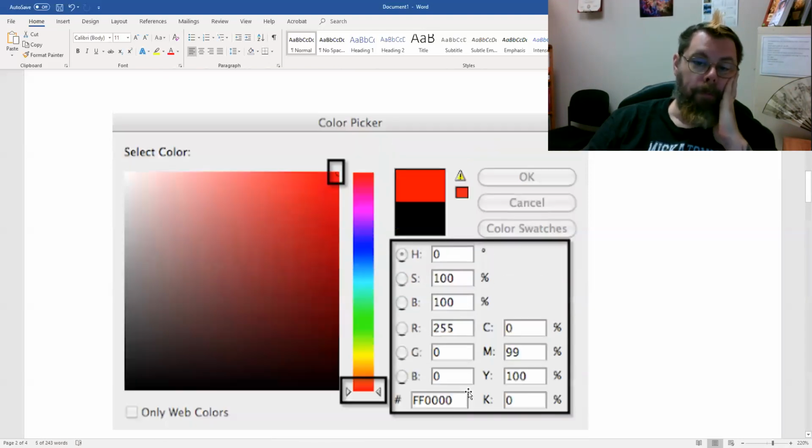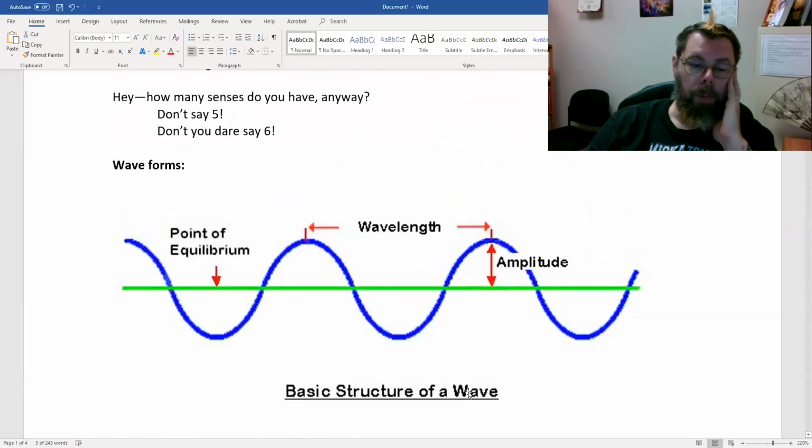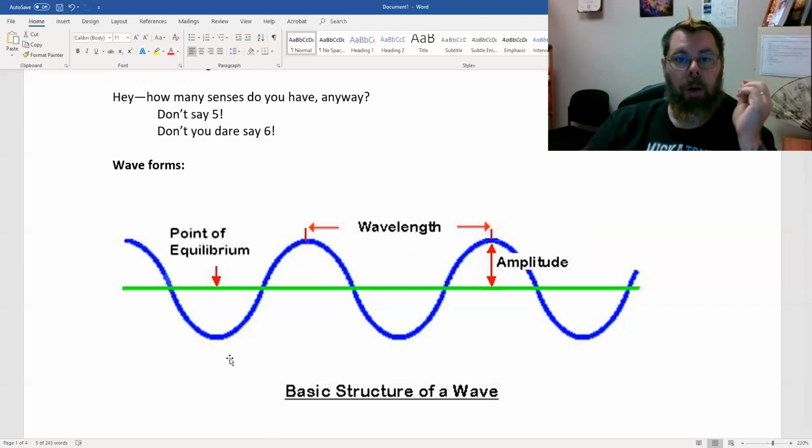What are we looking at? We're looking at something like this probably. Take off the labels, and this could be a reading on an oscilloscope. An oscilloscope just measures pressure over time. Hang on a second.